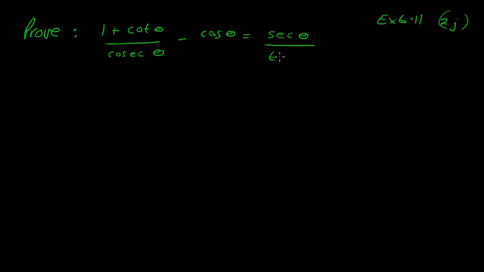Okay, so tan theta plus cot theta. Alright, bit of a mouthful this one. So 1 plus cot theta over cosec theta minus cos theta is equal to sec theta over tan theta plus cot theta. Alright, so as always, I'm going to write LHS, so left hand side is equal to 1 plus cot theta all over cosec theta minus cos theta.